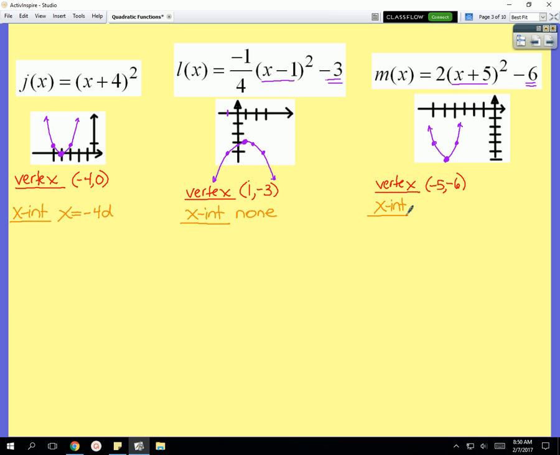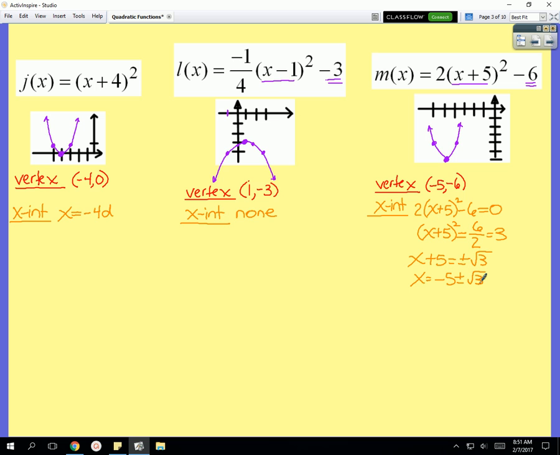On the x-intercept on this one, I can see that the graph will cross the x-axis, but I can't tell exactly where because my graph is not that precise. So I'm going to take the equation and set it equal to 0. I need to first isolate x plus 5 squared, and I do that by adding 6 and dividing by 2. So I get 3. Now I'm going to take the square root of both sides, so x plus 5 equals plus or minus the square root of 3. X equals negative 5 plus or minus the square root of 3.